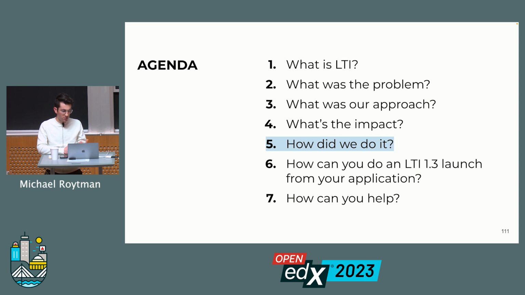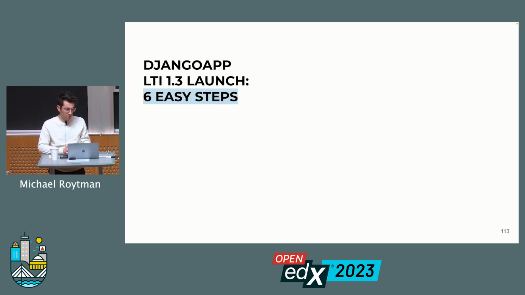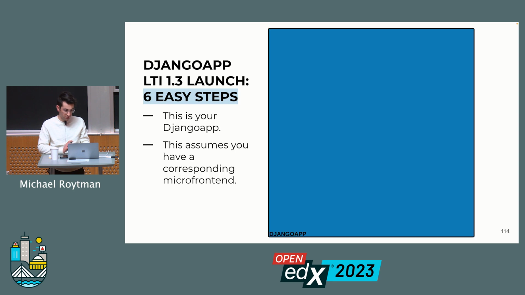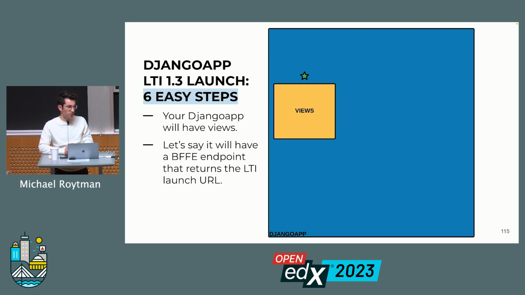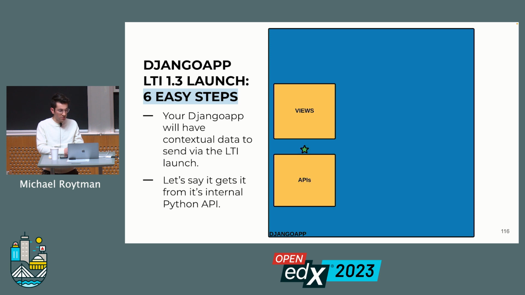Now, probably the most important part of this presentation is how you can do this. Fortunately, there are now 6 easy steps for doing an LTI launch from your application. We're going to take a look at those in diagram form. So this is your Django app. I'm assuming you have a micro front end, but if you don't, that's fine. It will just be a little different. You might have some views, maybe your backend for front end endpoint that returns the LTI launch URL to you. And then you're going to need some way to get contextual information. Let's just say you have some Python APIs here.